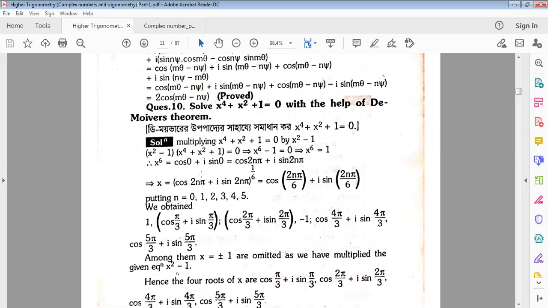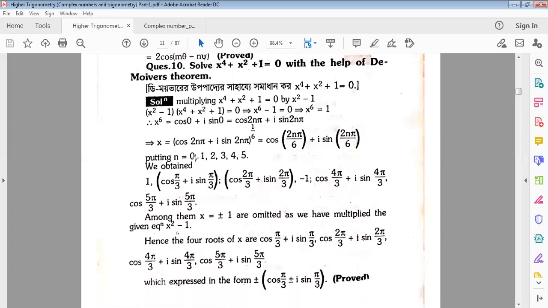Therefore x equals, taking the 6th root on both sides, (cos 2nπ + i sin 2nπ)^(1/6). Now multiplying this power with this angle, by using de Moivre's theorem, we get this one. Now putting n equals 0, 1, 2, 3 up to 5, we obtain x: if n equals 0 then 1, if n equals 1 then this term, if n equals 2 then this term, if n equals 3 then −1, if n equals 4 then this term, and if n equals 5 then we get the last term.